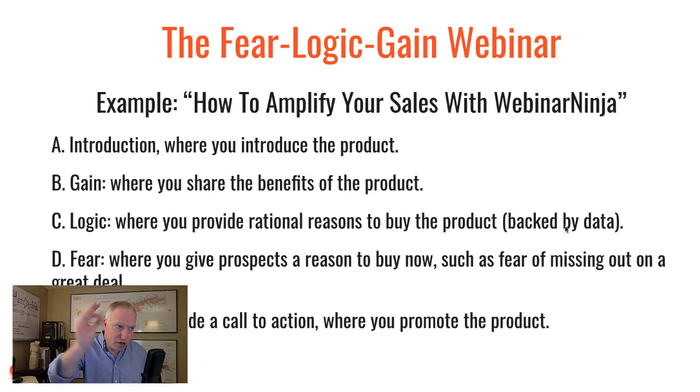Now, here's an example: how to amplify your sales with Webinar Ninja. Webinar Ninja was the tool that I was using when I made my silly mistake and didn't share the slides properly. However, it's not their fault. It was my fault entirely. So the first thing you want to do is talk about what the product is. And then the next thing is to talk about the benefits of the product. So that's the gain piece of Gain, Logic, and Fear.